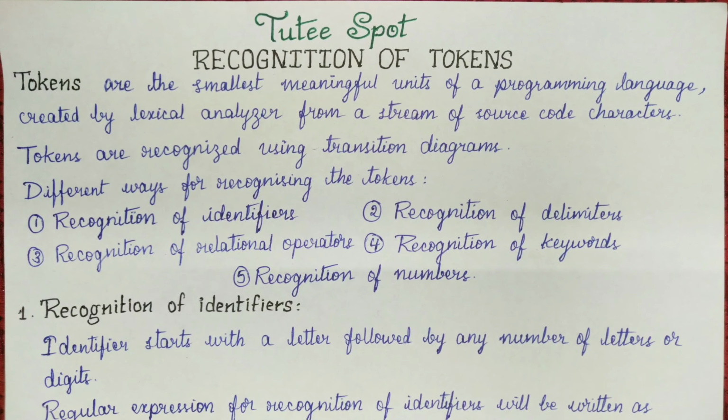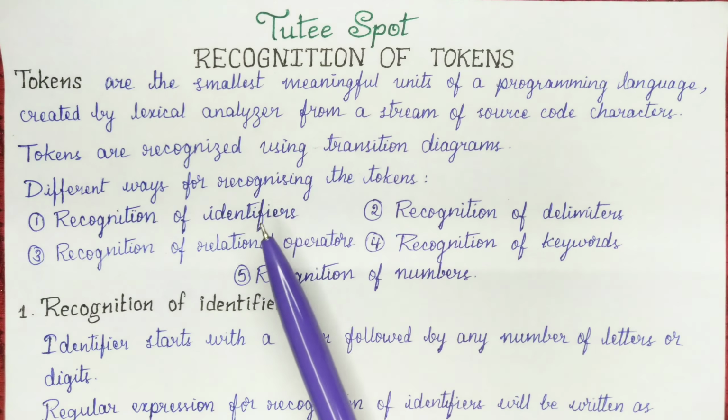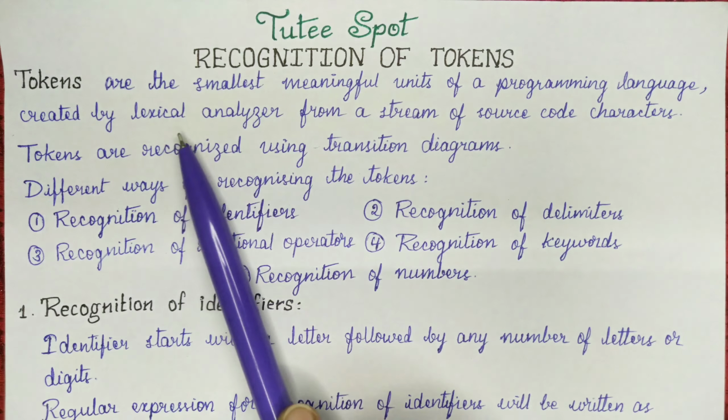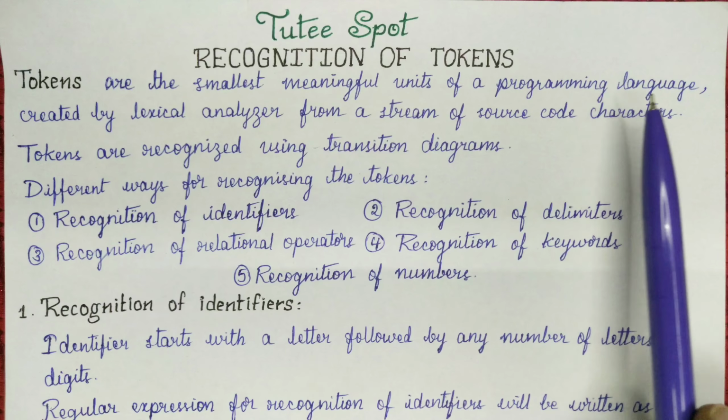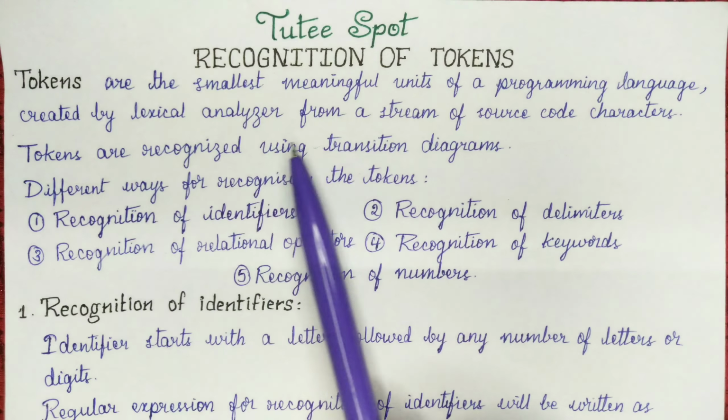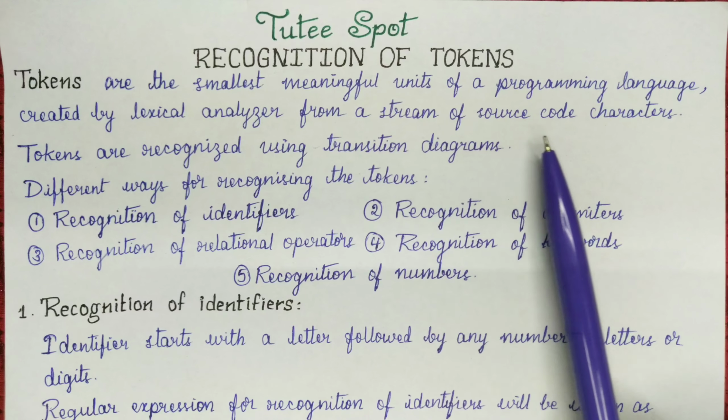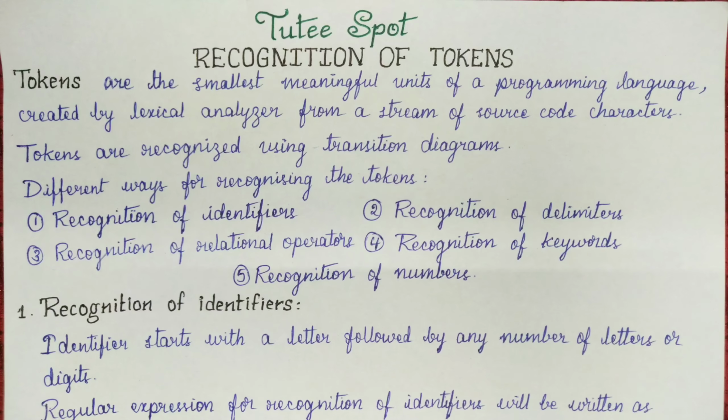In this video, let's discuss recognition of tokens in compiler design. We already discussed in the earlier videos that tokens are the smallest meaningful units of your programming language, created by the lexical analyzer from a stream of source code characters. They represent various elements like keywords, identifiers, operators, constants, and special characters, which are then passed to the syntax analyzer. These tokens are specified using strings, languages, and regular expressions.